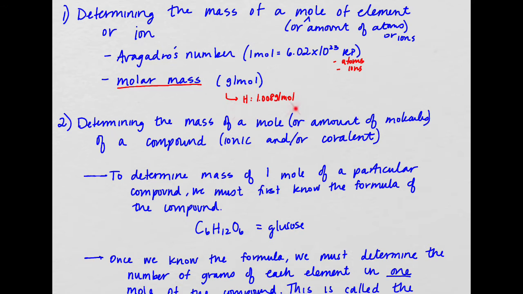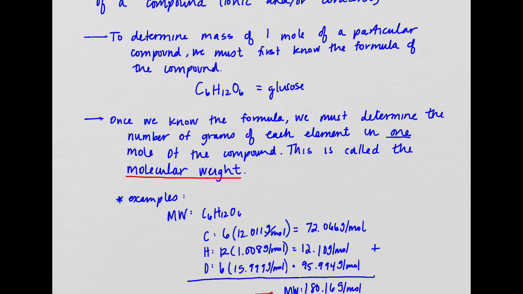For example, hydrogen, its molar mass is 1.008 grams per mole. So that means that 1 mole of hydrogen contains 1.008 grams of hydrogen. It has a mass, 1 mole of hydrogen has a mass of 1.008 grams. So we did all sorts of different stuff. We determined the mass of a mole of an element. We determined the mass of a mole of a compound. We looked at stuff like glucose and bigger compounds, not just one single element.